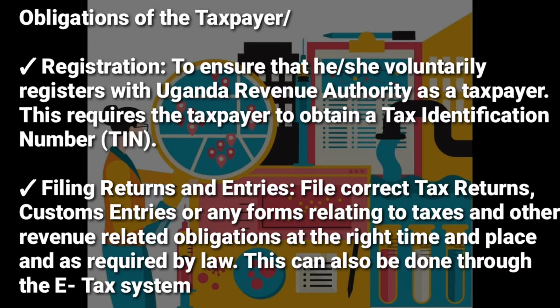And then the second obligation of the taxpayer is filing for returns and entries. The taxpayer is supposed to file correct tax returns, custom entries, or any form relating to taxes and any other revenue-related obligation at the right time and place as required by law. And this can be done through the electronic tax system. So that is the second obligation of the taxpayer, filing for returns.